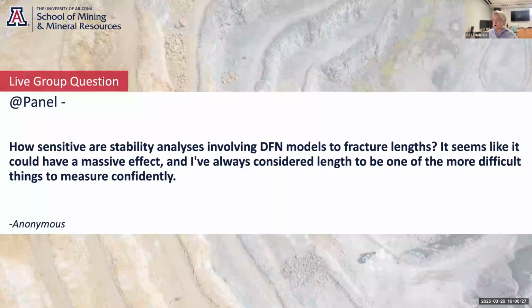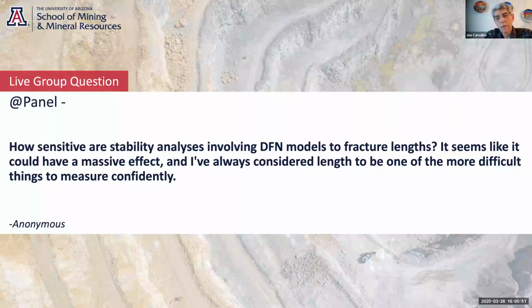I think we'll start with: how sensitive are stability analyses involving DFN models to fracture lengths? It seems like it could have a massive effect, and I've always considered length to be one of the more difficult things to measure confidently. Does anyone want to get us started on this one? I can just start piping.